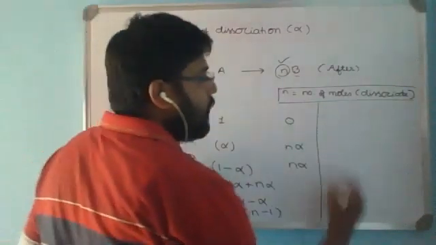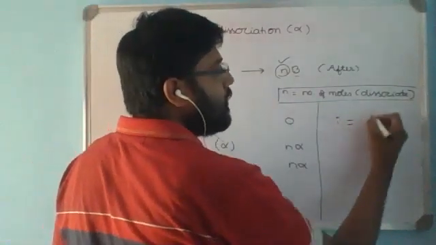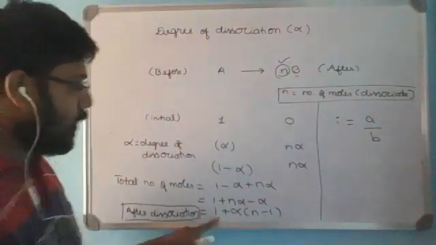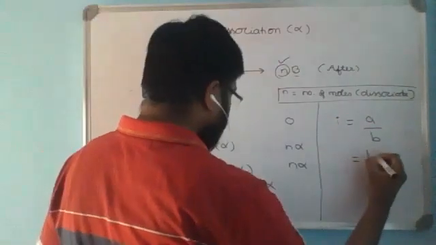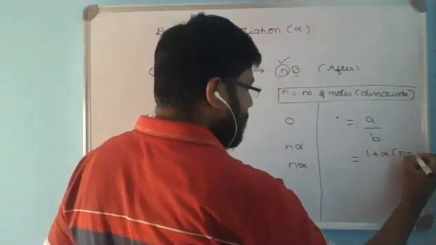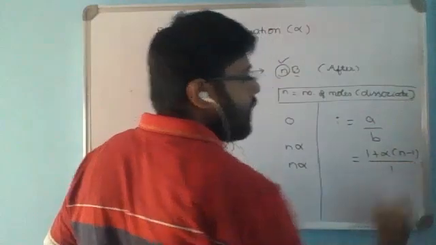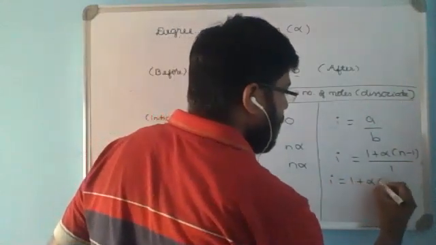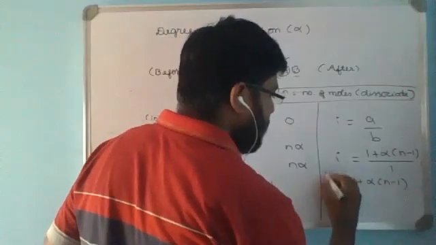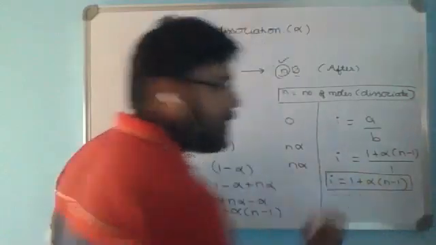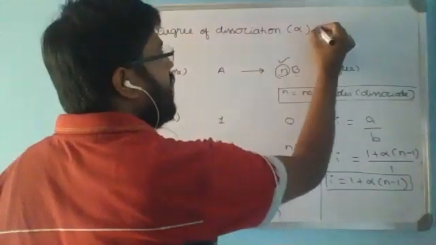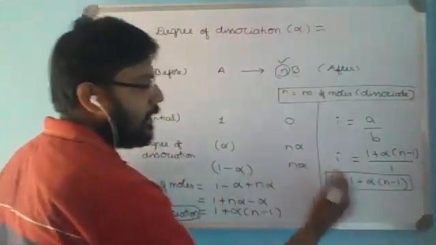Now, you recall the Van 't Hoff factor i: number of particles after dissociation divided by number of particles before dissociation. After dissociation, it is 1 plus alpha into n minus 1. So, before it is 1. Hence, i is equal to 1 plus alpha into n minus 1. Or you can rearrange this equation to get the degree of dissociation.